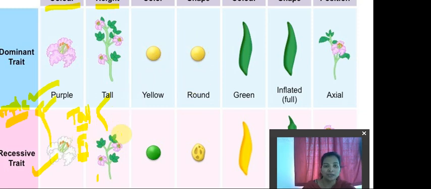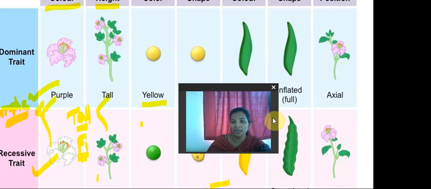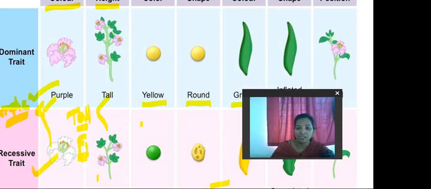Next, seed color: yellow and green are there. Which is the dominant here? Yellow is dominant. Next, seed shape: round and wrinkled are both present. Pod color: green and yellow are present. Pod shape: inflated, and also constricted. Flower position: axial and terminal. So like this the traits keep changing, students.